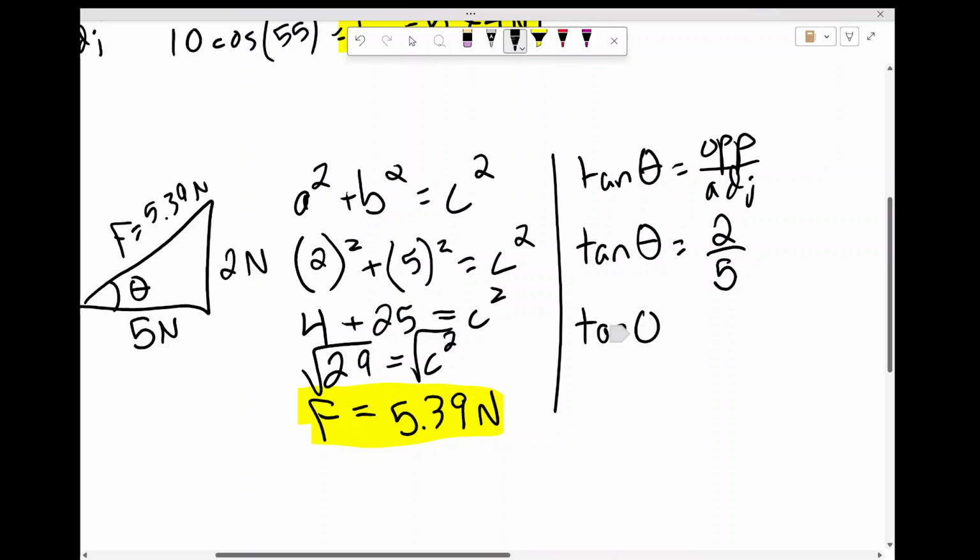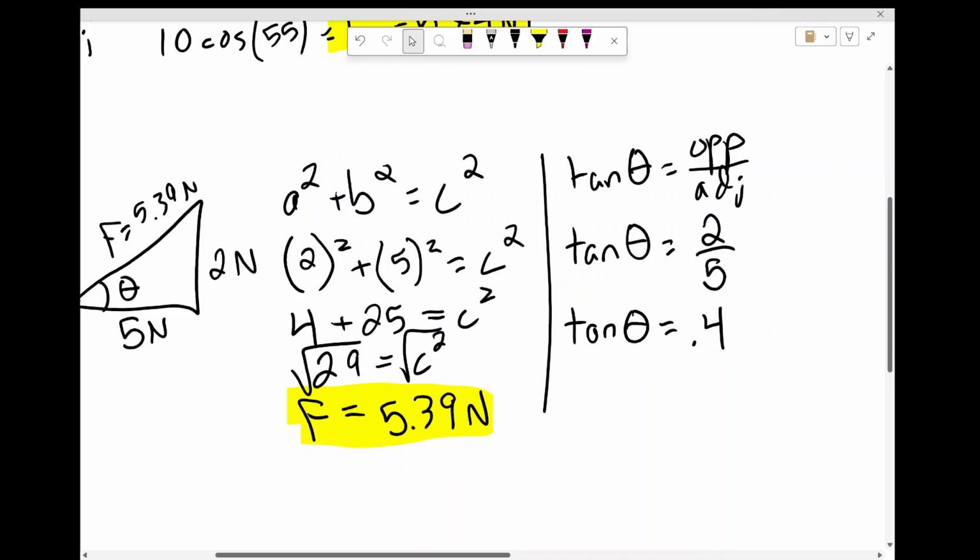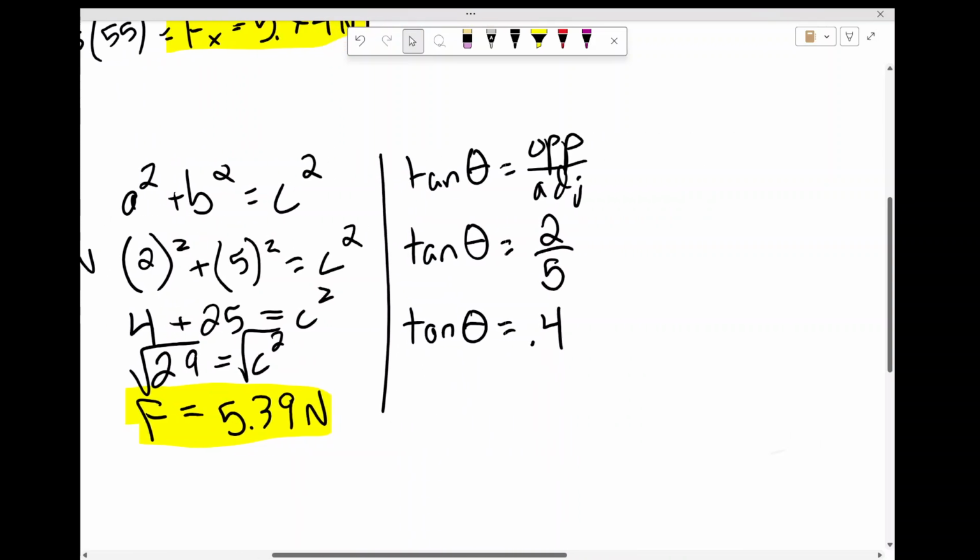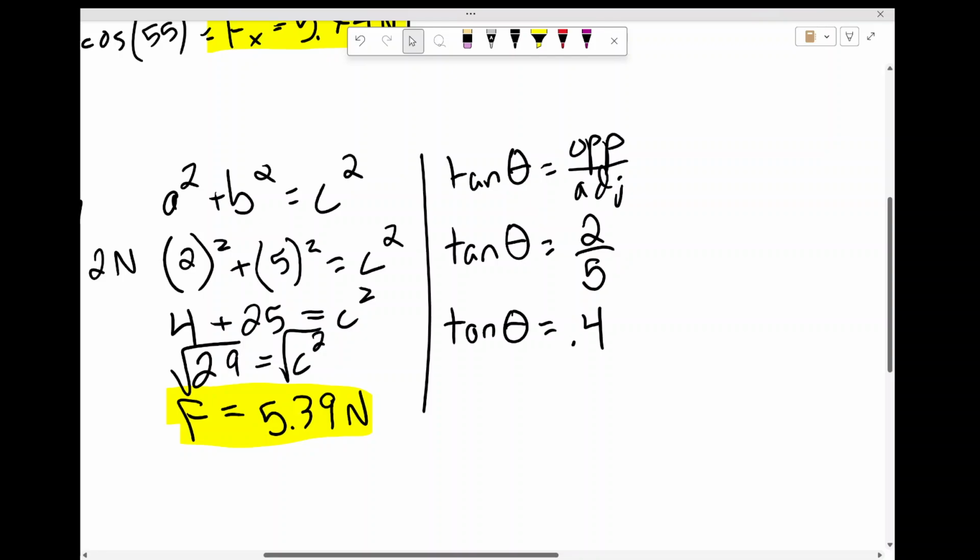So in this case, tan theta is 2 over 5. I should know this off the top of my head, but I don't. It is 0.4. Now, to get rid of a trig function, we have to use the inverse function, and we would apply that to both sides.